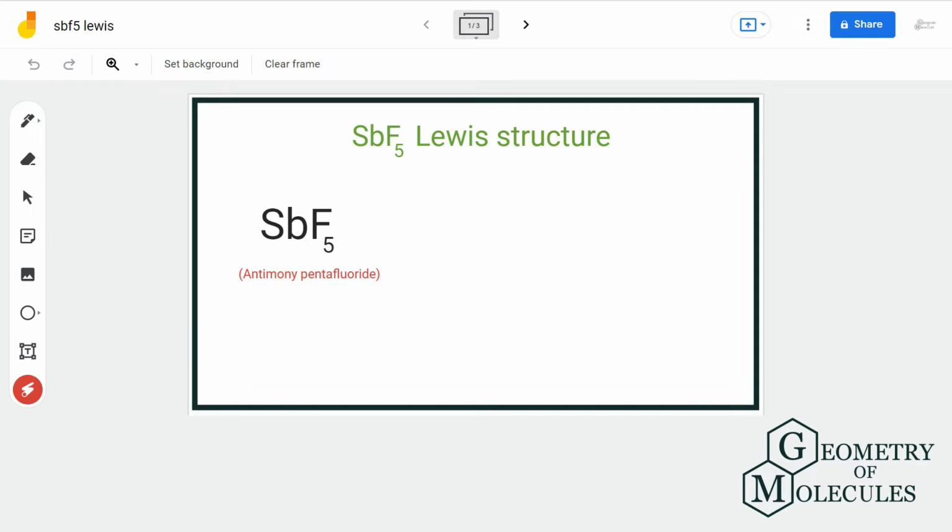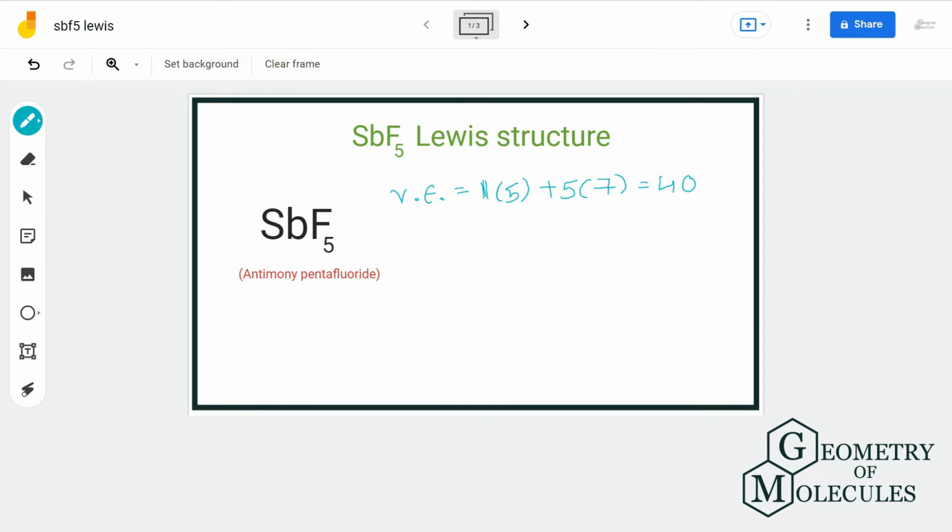In this video, we'll discuss the Lewis structure of SbF5. It's a chemical formula of antimony pentafluoride. And to know its Lewis structure, we will first count the total number of valence electrons. We have one antimony atom having 5 valence electrons and 5 fluorine atoms having 7 valence electrons. Now that gives us a total of 40 valence electrons.